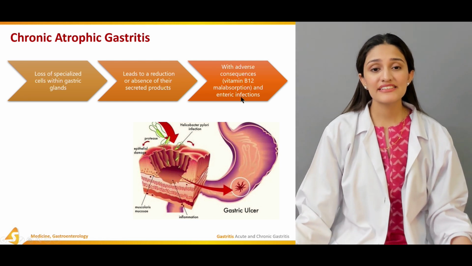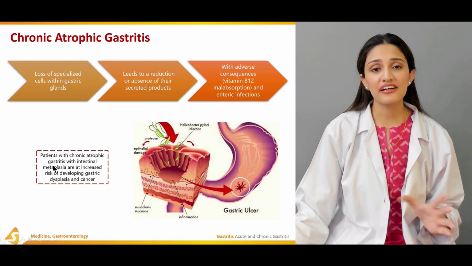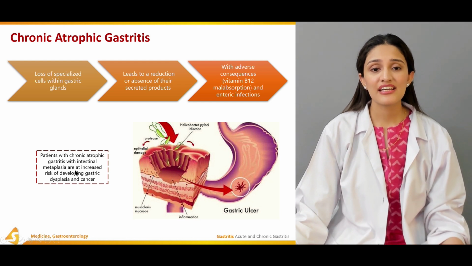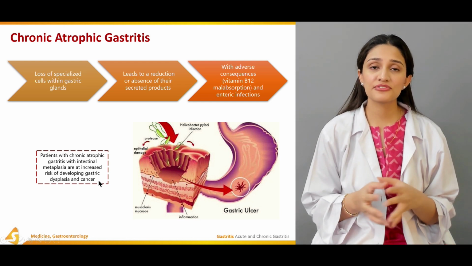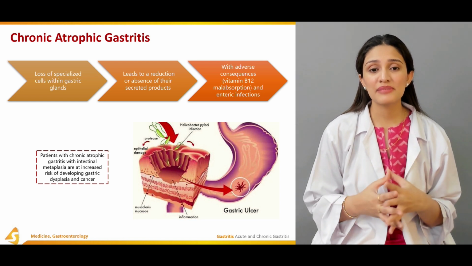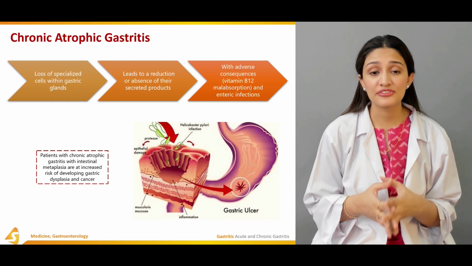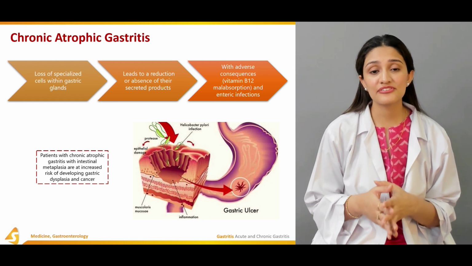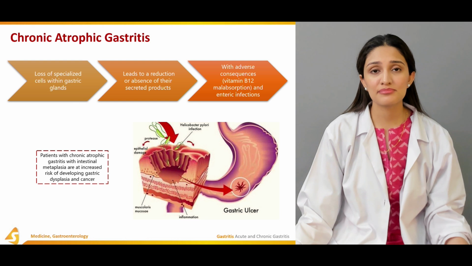And secondly, patients with chronic atrophic gastritis have an increased intestinal metaplasia, which is at risk, and they are completely at risk of developing gastric dysplasia and cancer.